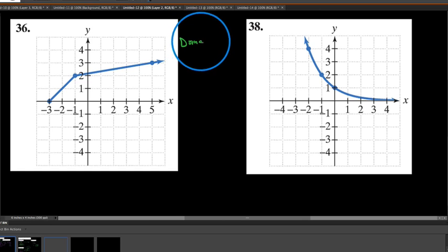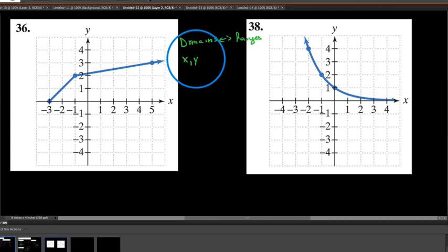I'm going to write a few facts here. Domains and ranges, they switch. What that means is for every point (x, y) that is on the original function, we're going to have a point (y, x) on the other function.